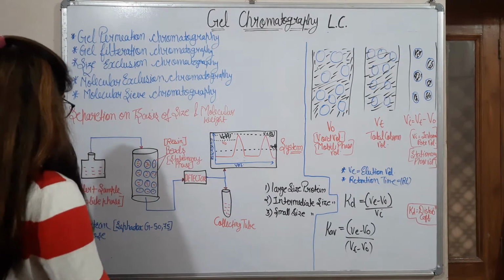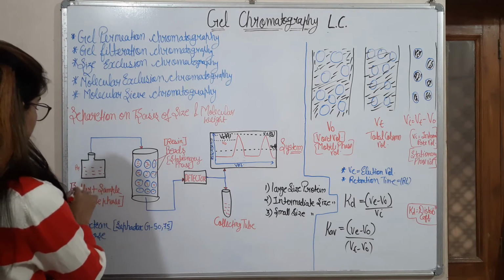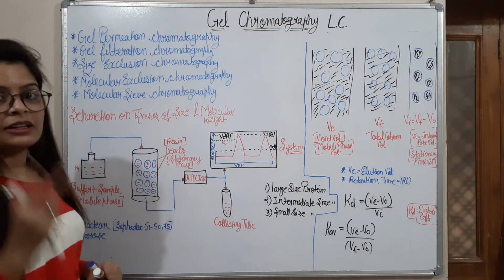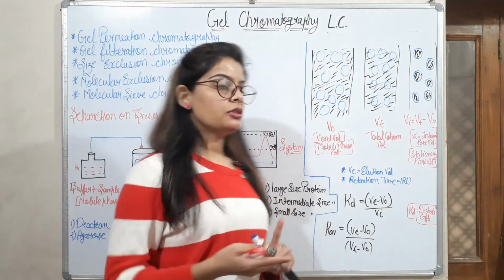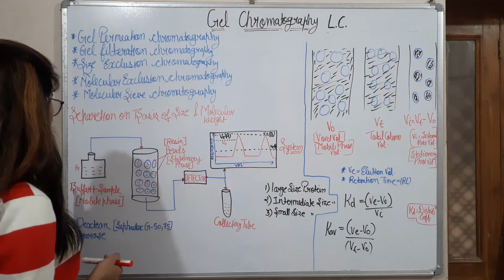So we can begin from here. This is a bottle in which buffer solution plus your sample is there. So this is the mobile phase. There are two types of phase: first of all, the mobile phase, and there is a stationary phase. This is the mobile phase in which your sample is put in, and then buffer solution.